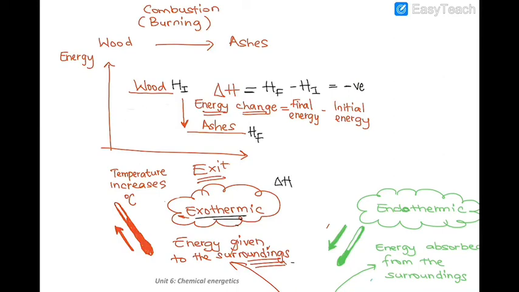So delta H is the energy change. Energy change is negative when you have an exothermic reaction. Now this little diagram here is called an energy level profile diagram, which shows the energy levels of the reactants and the products. So here the energy of the system is decreasing, as you can see. So where is that energy going? It is going to the surroundings. So this is all for exothermic reactions.